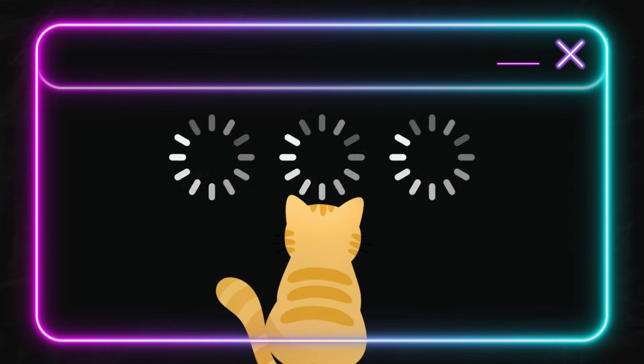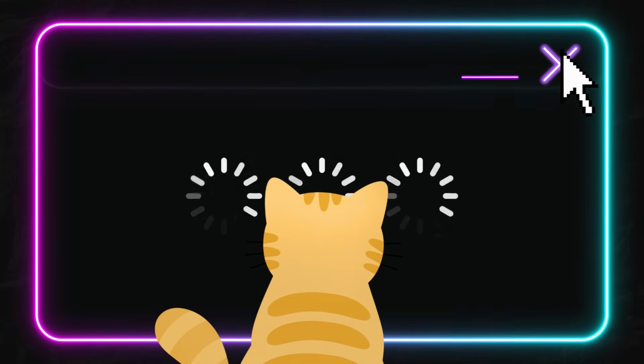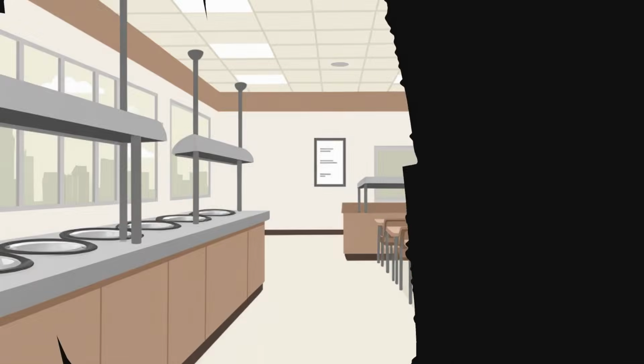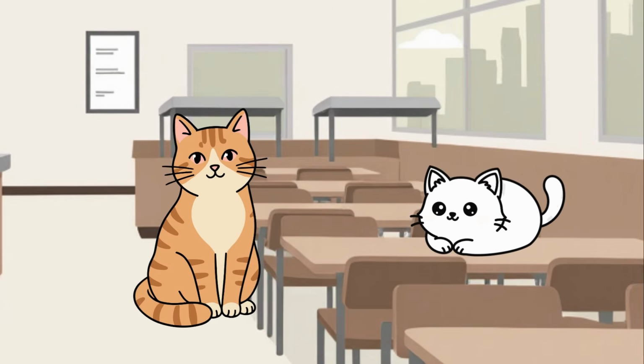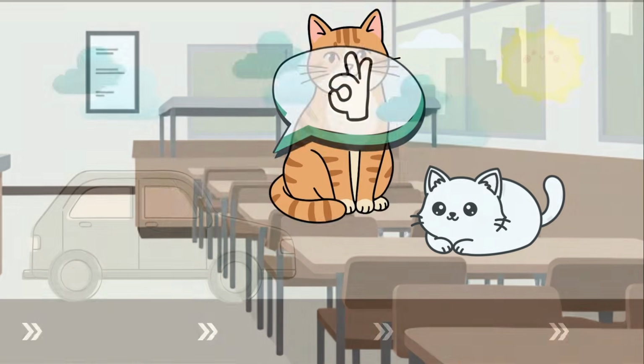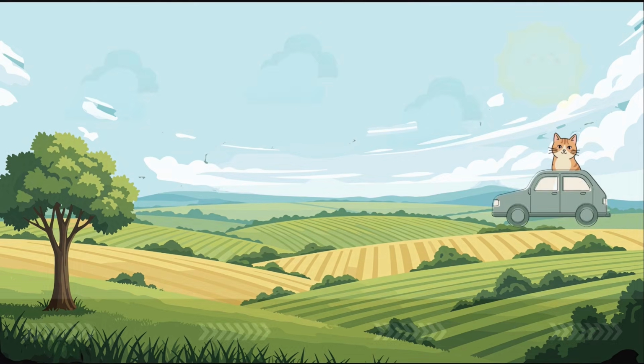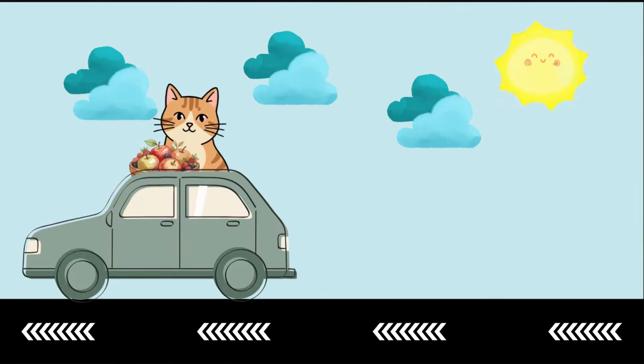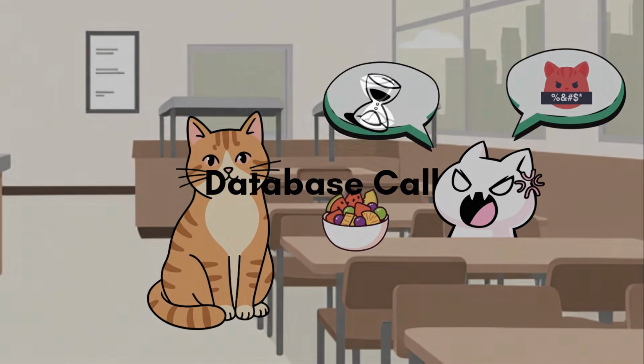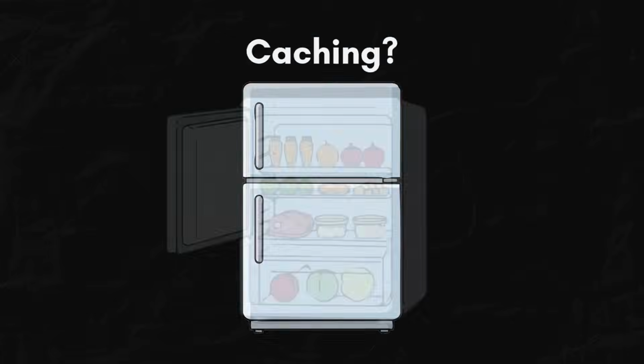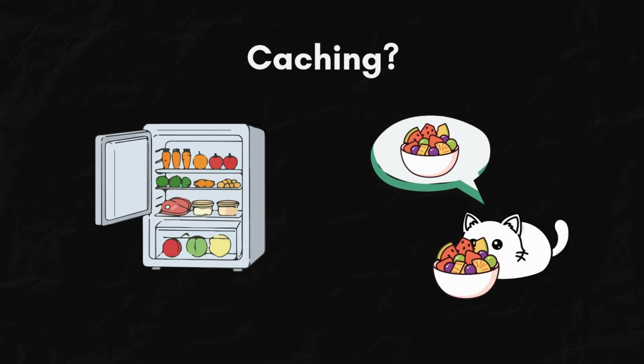Every millisecond your app spends fetching data is a millisecond your user spends thinking about closing the tab. Picture your web app as a restaurant. Every time someone orders a fruit salad, you hop in the car, drive 20 miles to the farm, pick the fruit, and drive back. That's your database call. It's slow. Caching? That's stocking the fridge, so the fruit is ready to go.